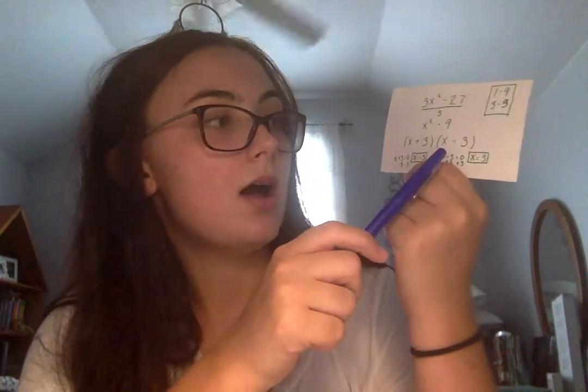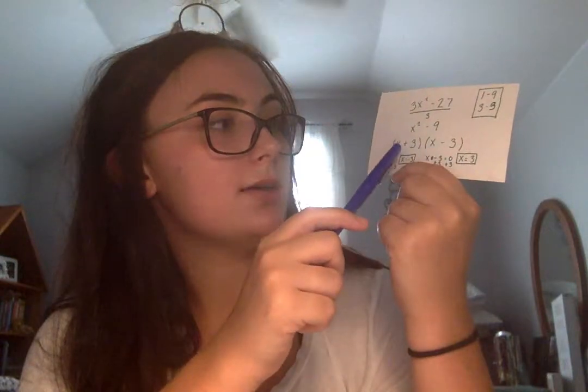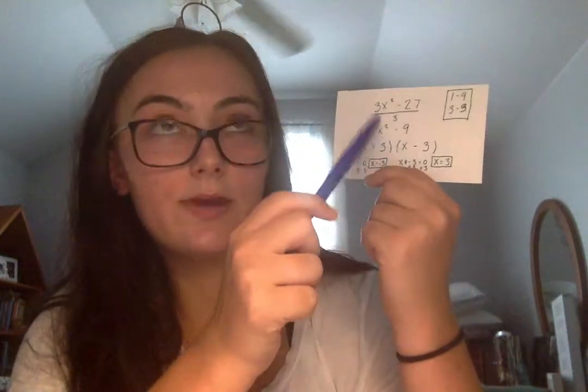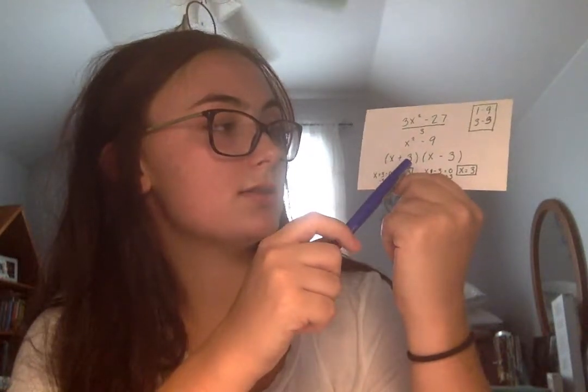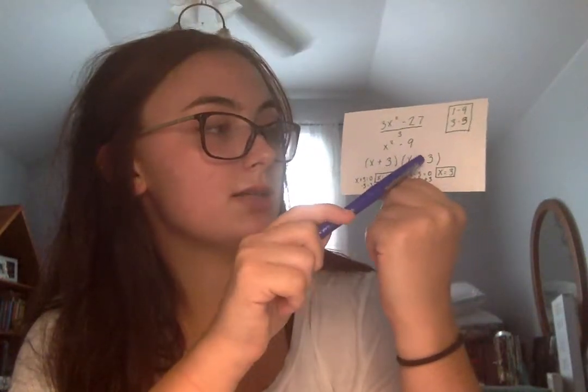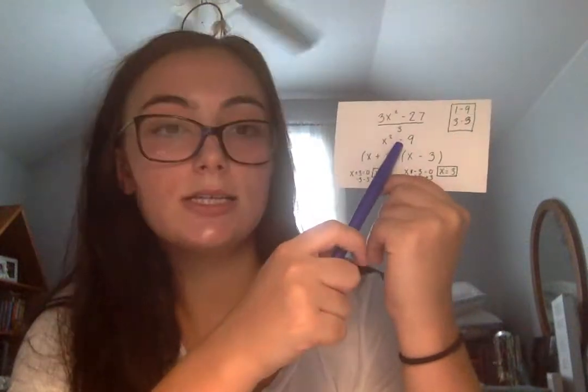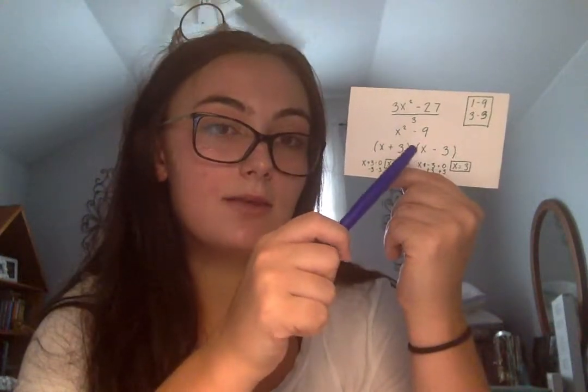So, this negative 9, I'm sorry. We're going to then set it up as x plus or minus 3 times x plus or minus 3. And we're trying to get this negative 9 here, so a positive 3 times a negative 3 will give you that negative 9. So we're going to do x plus 3 times x minus 3.